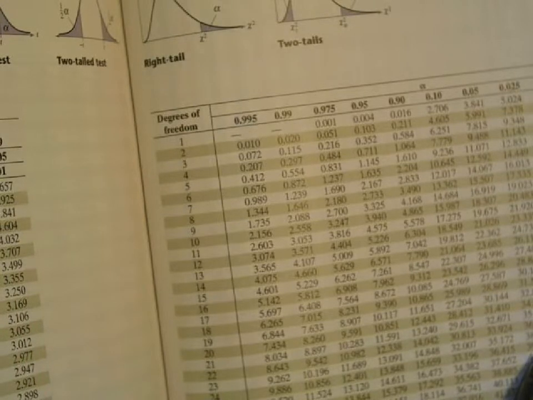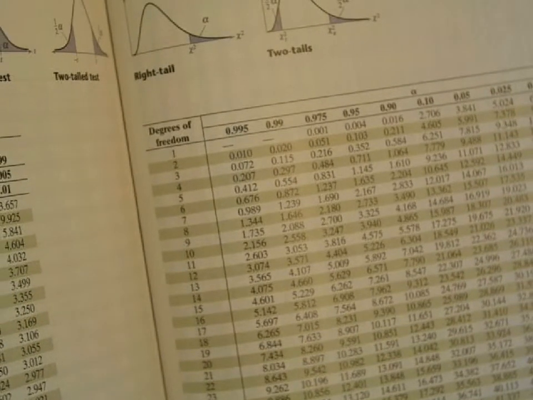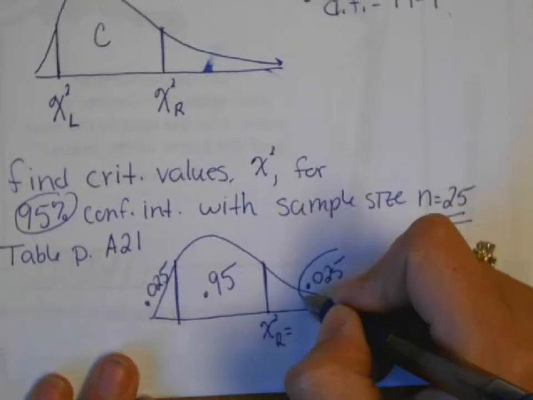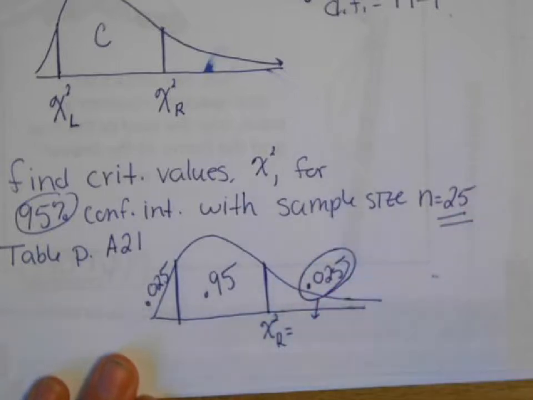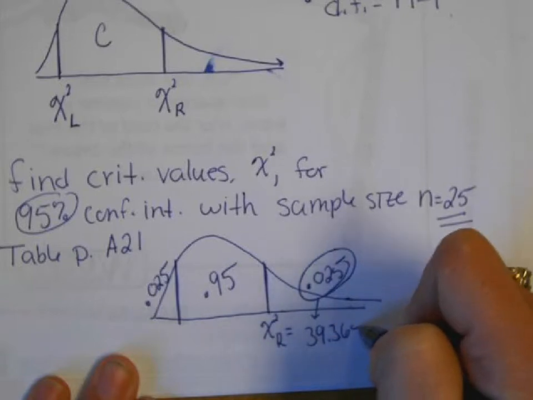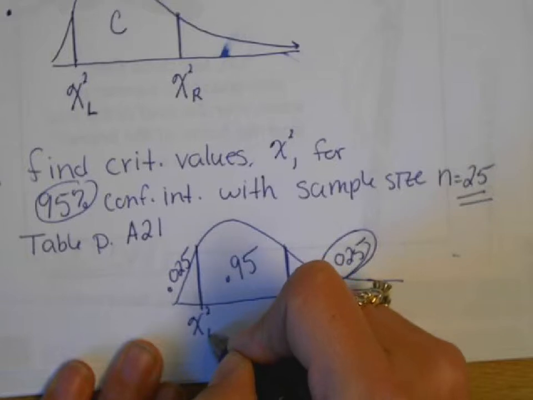39.364. Wait, why did you do 0.025? Because of the area to the right. For the chi-squared, you've got to look up area to the right. So this one here, we're looking up the 0.025. That's the answer, 39.364.